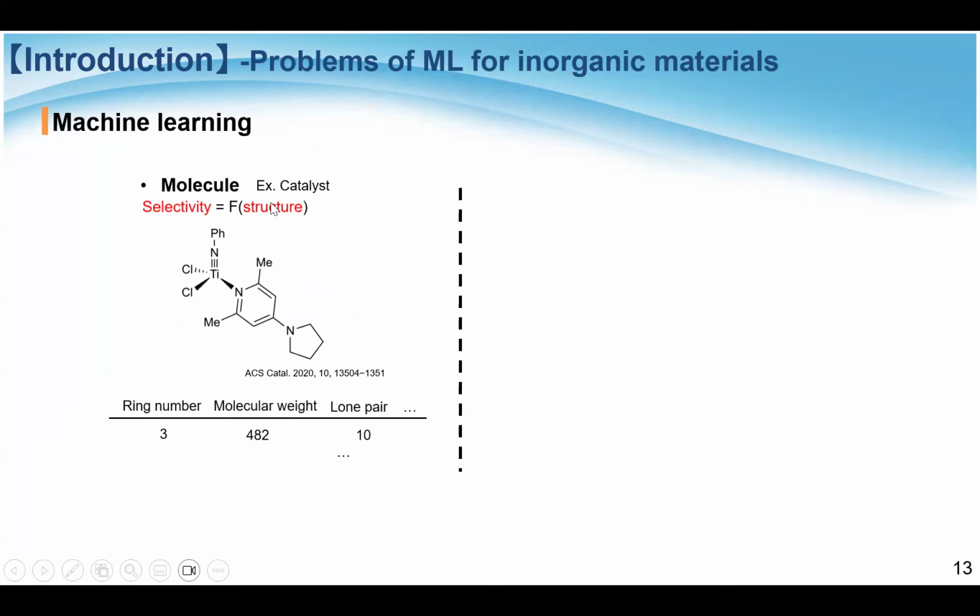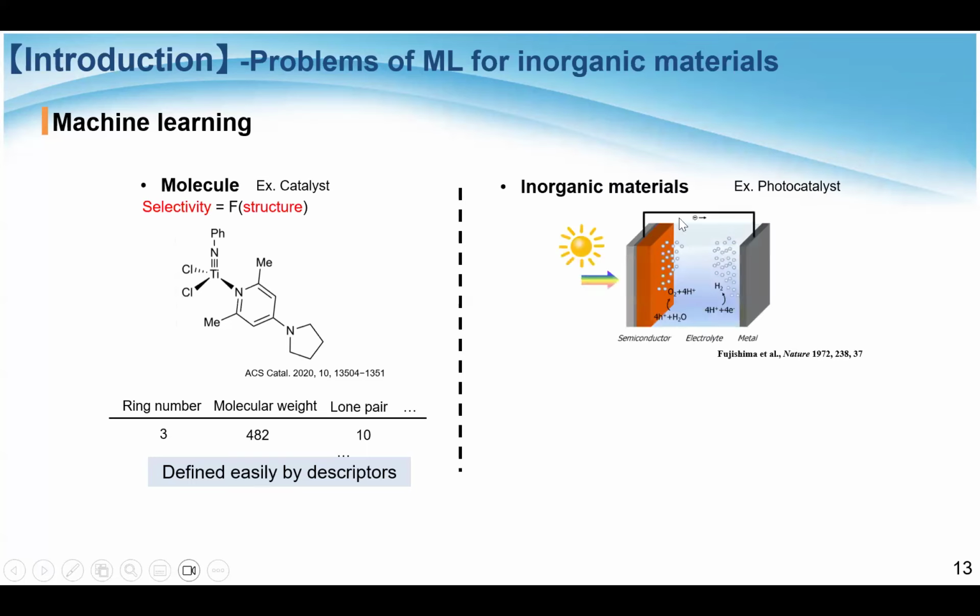For example, for the application of catalyst, the chemical structure is correlated with the selectivity of the reaction. For this kind of molecule, you can define it with a ring number, molecular weight, or lone pair, because in computer calculation, molecular structure needs to be converted to numbers, which are called descriptors. In the molecular case, it's not so difficult to define the molecule by the descriptors.